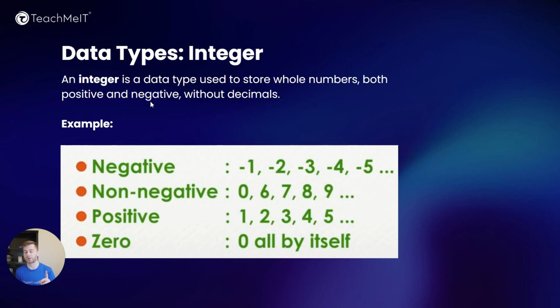The first data type that we're going to cover here is an integer. An integer is a data type that's used to store whole numbers, both positive or negative, with 0 decimals involved. Some examples of integers here would be -1, -2, -3, 0, 6, 7, 1, 2, 3, 4, 5, whatever it is, as long as it doesn't have, say, 0.1 or 6.3. There are no decimals and no fractions possible with integers, so we have to have whole numbers.